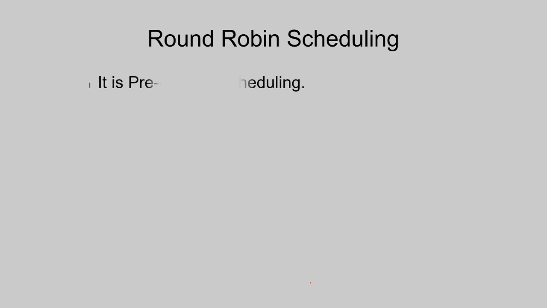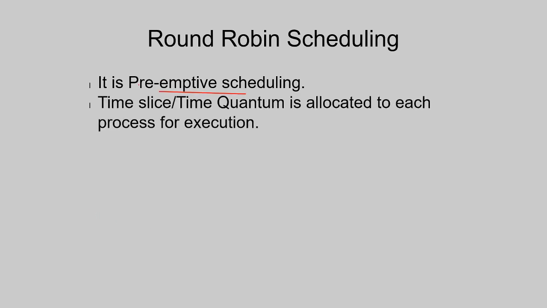Let us see. It is a preemptive scheduling. Time slice or time quantum is allocated to each process for execution. As I told you, for every process some specific time will be allocated, and that time we call it the time slice or time quantum.